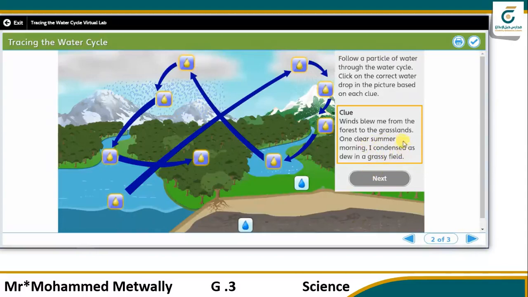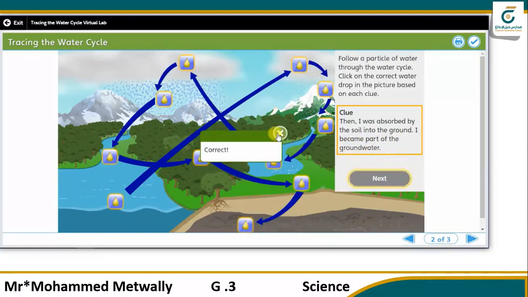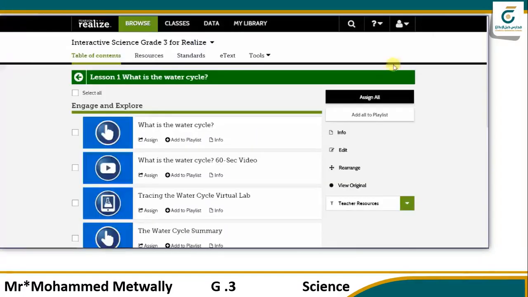Focus on this word. Don't forget, we talked about evaporate, melted, and condense. Here is the terminology about the processes of the water cycle. So I condensed as dew in a grassy field. Like this? Yes, of course, that's true. Next clue: then I was absorbed by soil into the ground and I became a part of groundwater, so it will be stored inside the ground here in the soil. So that's it for our activity, to clearly understand the processes of the water cycle, and we will know more about the water cycle and its processes.